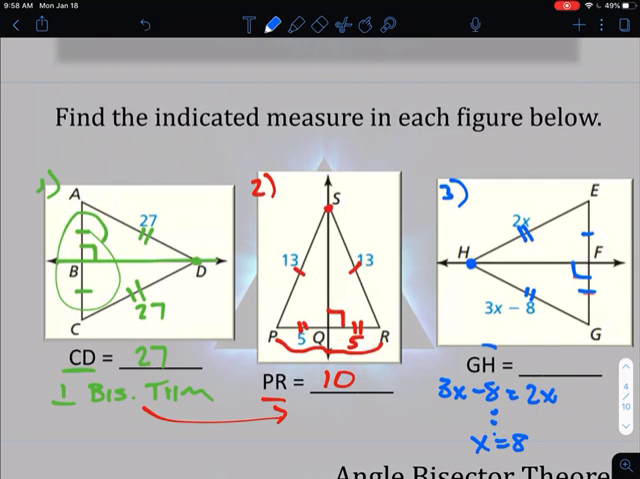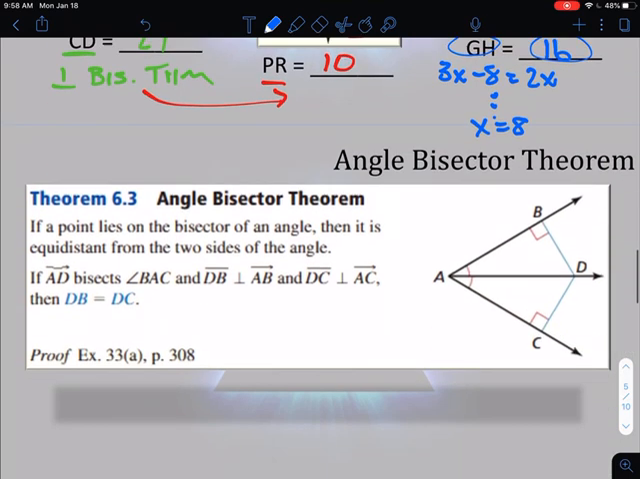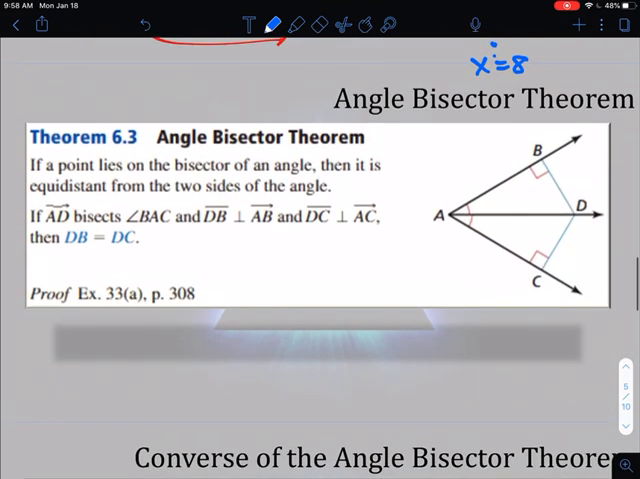So once I know what x is, it asks for the length of GH. So if I plug 8 into x up here, I've got 3 times 8 is 24. Minus 8 gives me a total distance of 16. So once we know what x is, we can plug it back in and figure out what's going on. So basically with this perpendicular bisector theorem, everything's equidistant from the endpoints. So all you got to do is figure out which pieces match up, set them equal, solve if you need to for x, and plug it in.